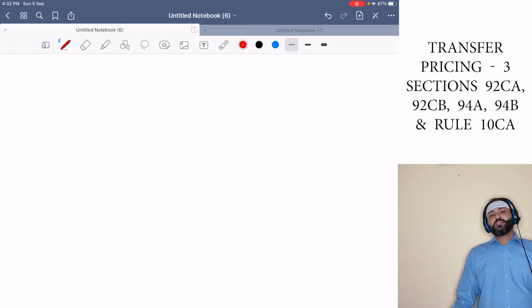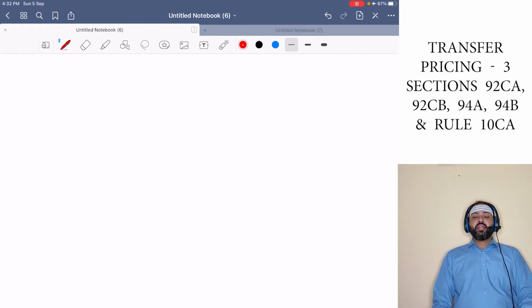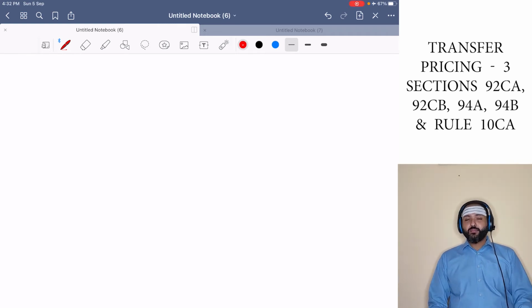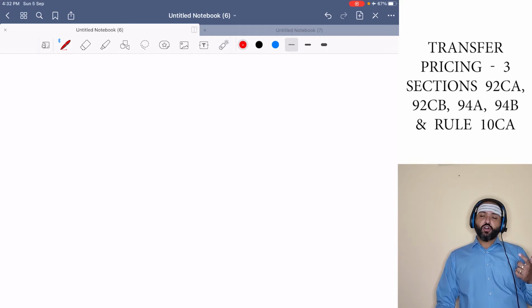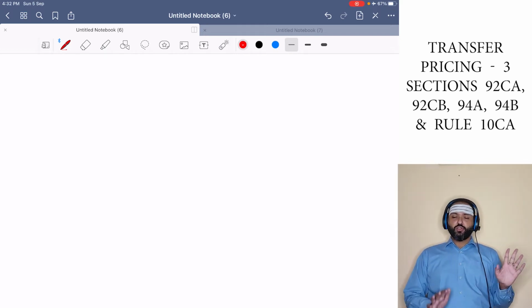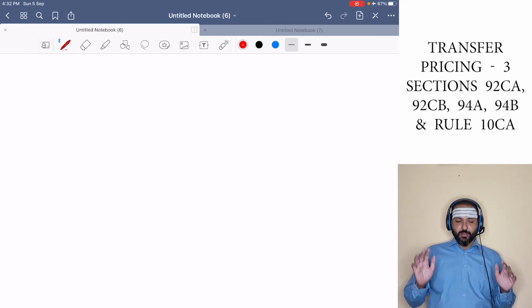Now, the last method is the transactional net margin method, where we try to ascertain the net margin of comparable or competitive companies, and then reduce it from the price to arrive at the cost to be charged or the revenue that has to be claimed, and accordingly make an adjustment. So these are the 5 methods we saw yesterday.